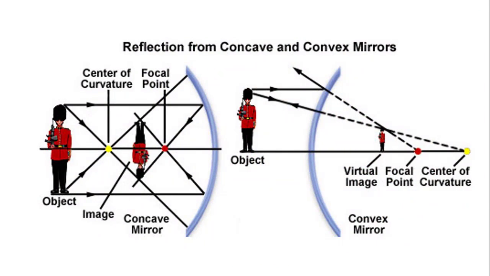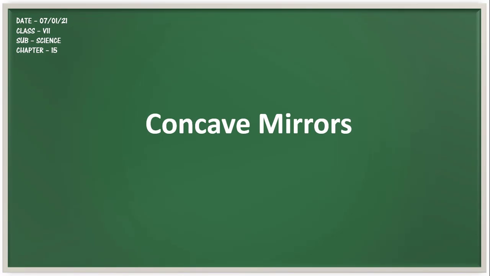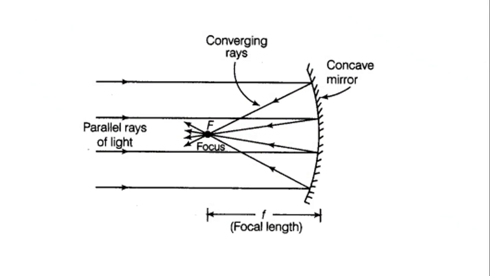Now, concave mirror or converging mirror. The mirror whose reflecting surface is concave, which means it's bent in, is called a concave mirror. The concave mirror reflects the parallel rays of light in such a way that after reflection all the rays converge or meet at one point called focus in front of the mirror. Since a concave mirror converges a beam of parallel light rays, therefore a concave mirror is also known as converging mirror.